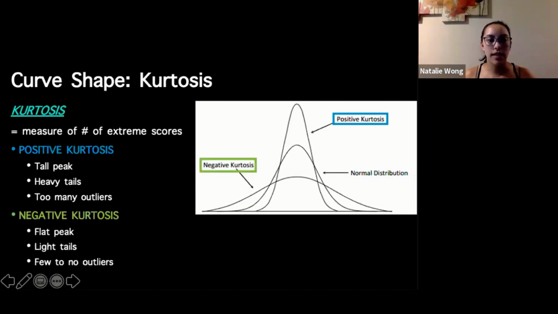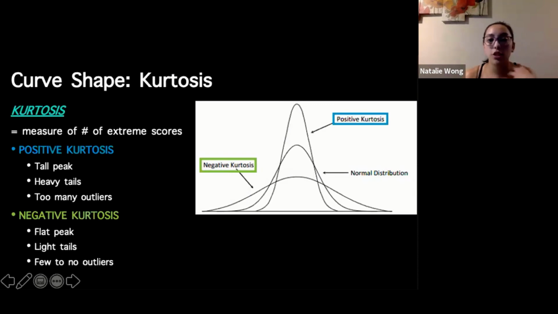Negative kurtosis is the opposite, where you have a flatter peak, and then your tails are lifting off of the distribution, or off of the x-axis, right? So in other words, the frequency of your values at the ends of your distribution, either above or below the mean, are relatively similar to the frequencies that you see in the center. So that can be translated as that you have few to no outliers.